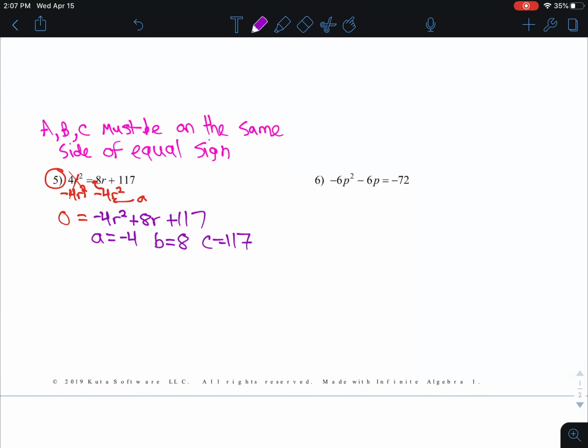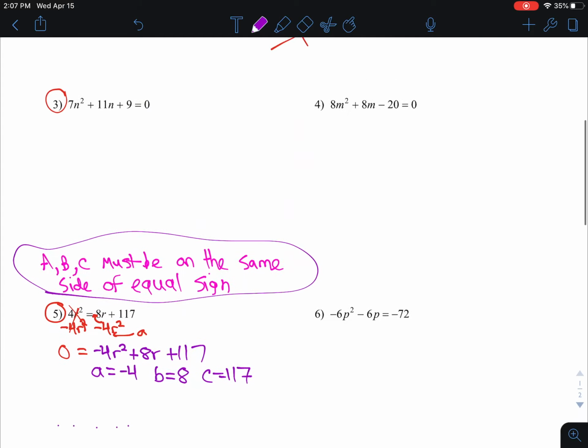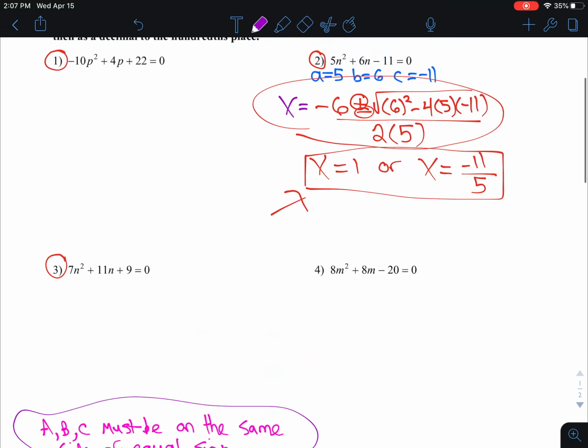Again, this is the first problem you're seeing where you have to apply this rule. Then you go ahead and finish that problem out. Again, use the quadratic formula, plug in your A, B, and C, and then get your answers.